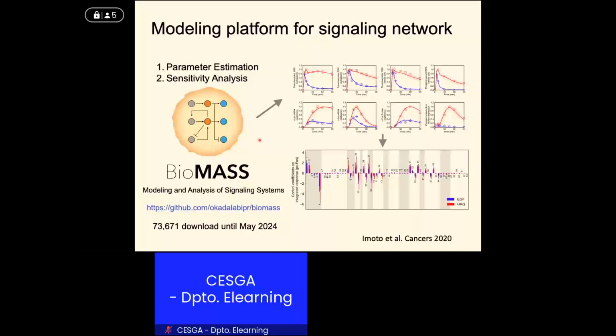Using this BioMASS, you can perform parameter estimation, data fitting to your own experimental data, and also sensitivity analysis to find the bottleneck for further validation by experiments. And actually, it's amazing that after 4 years, we could find this number of downloads. It's free software, so it seems many people are using it.